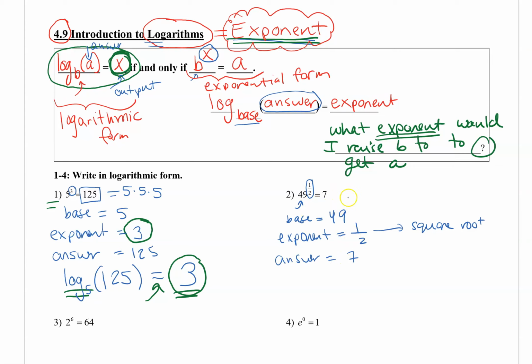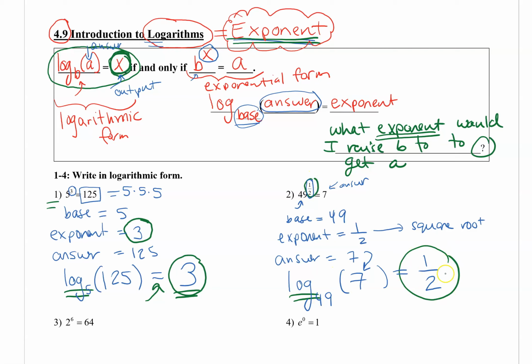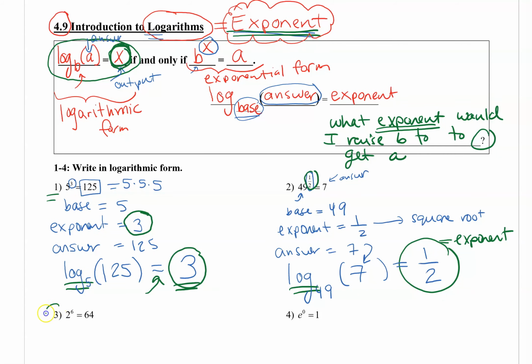So when I put this in the places where they go for a log expression, the 49 would become my subscript because that was my base. 7 would become my input because that was the answer to the exponential expression. And my output for the log is the exponent. Because remember, the log equals the exponent. 1/2 is the exponent that I would have to raise 49 to, to get 7. Why don't you guys try number 3?